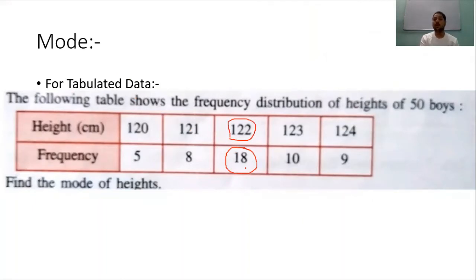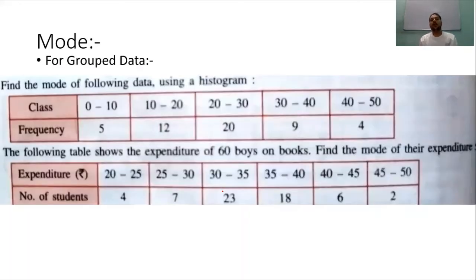118 is not the mode, but 120 is repeating itself 18 times. So 120 is the term which is repeating 18 times. So what will be the mode? Mode will be 120. Then we'll find the mode for grouped data, to find the mode using a histogram, where grouped data will be there.